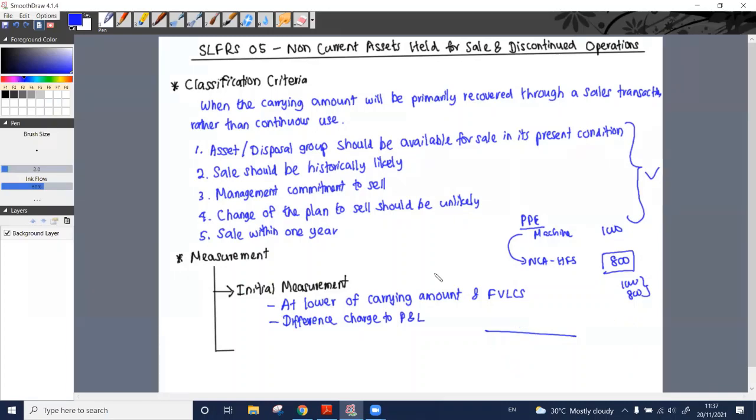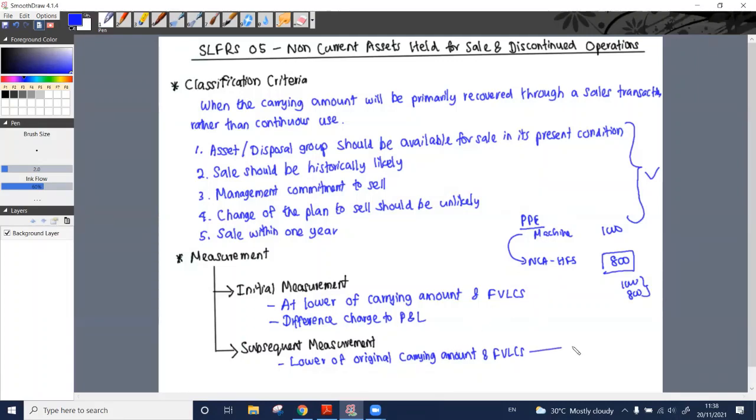Initial measurement. Subsequent measurement. After recognizing it this way, how do we account for it in the later periods? Then we need to measure it at the lower of original carrying amount and fair value less cost to sell.